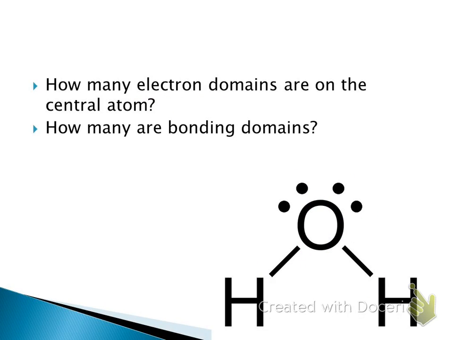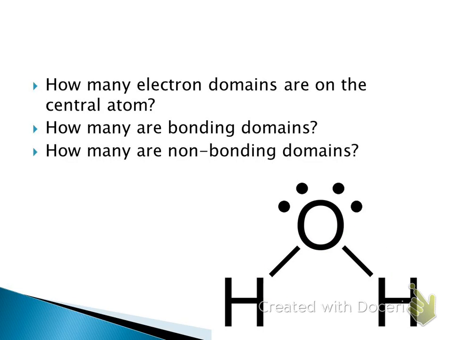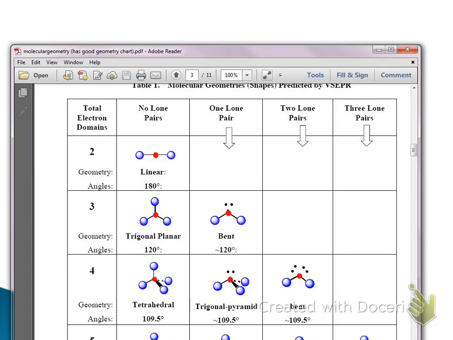How many of these domains are bonding domains? Okay, you should be able to answer this yourself, but we have 2 bonding domains and we have 2 non-bonding domains. So we have 2 and 2. Okay, so what I want you to do is find the molecular geometry of this water molecule. Okay, so I want you to take your sheet, look at how many total number of electron domains we have for water.